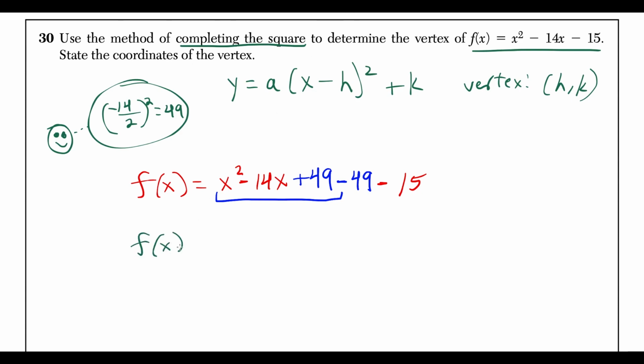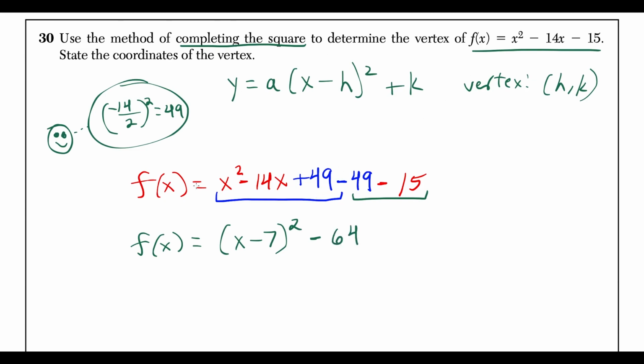And this is going to be f of x equals, this factors to x minus 7 times x minus 7, which I could call x minus 7 squared. If we were to expand this, it would bring us right back to this step. And now this part, minus 49 minus 15, that's going to give us minus, and we're going to have 64 at the end like this.